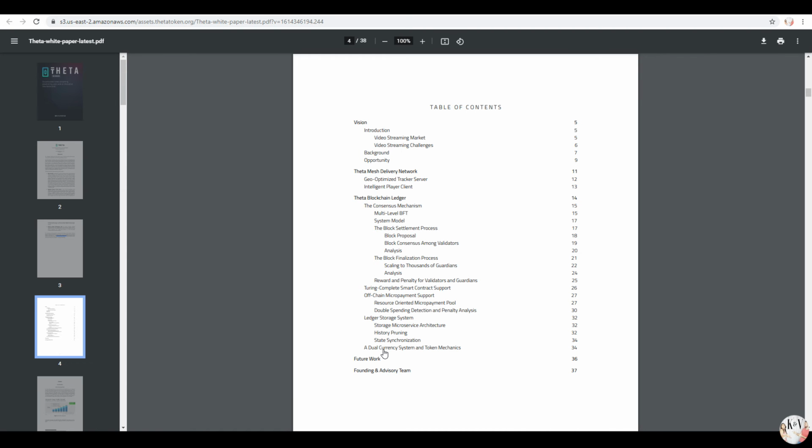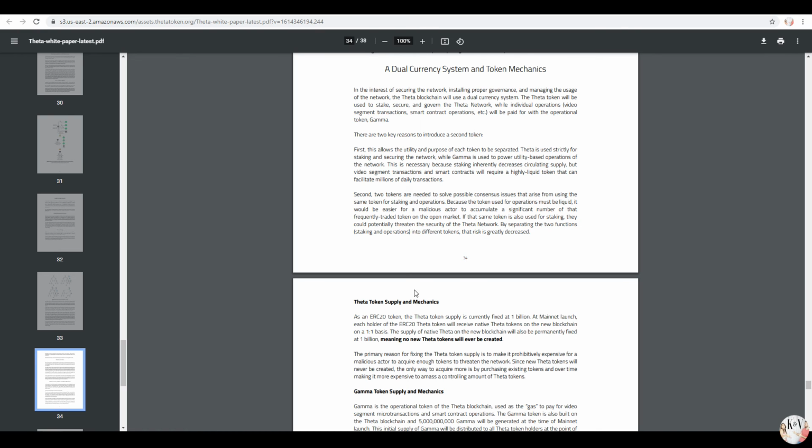And we go back again and we continue looking. Here's something important, a dual currency system and token mechanism. Let's see what it is. So here they are telling you that they will have two tokens. We know already it is the Theta token and the TFU, and they explain how they work. And something very important is that they will have a fixed amount of Theta token, which is very important for us to know as investors, that only 1 billion will be out there and nothing else will be created. No more tokens will ever be created.